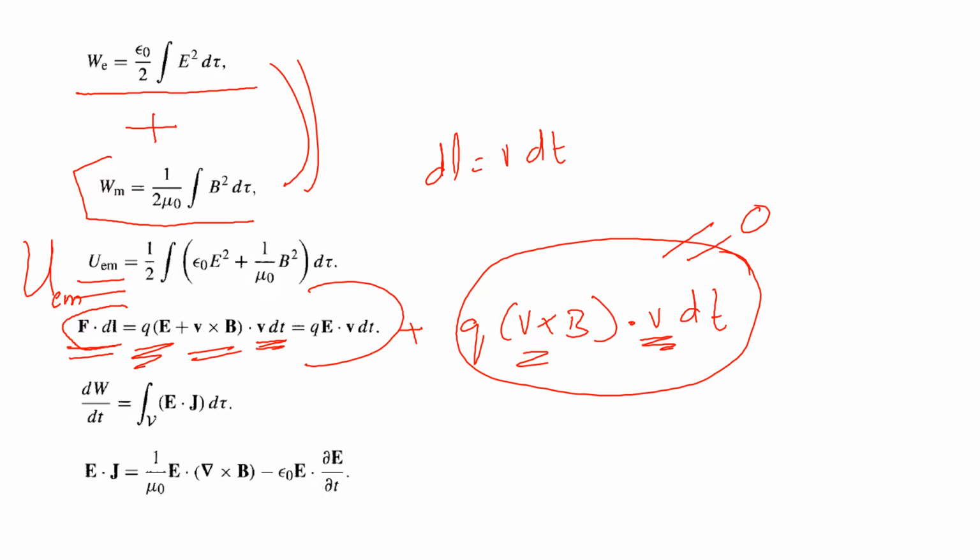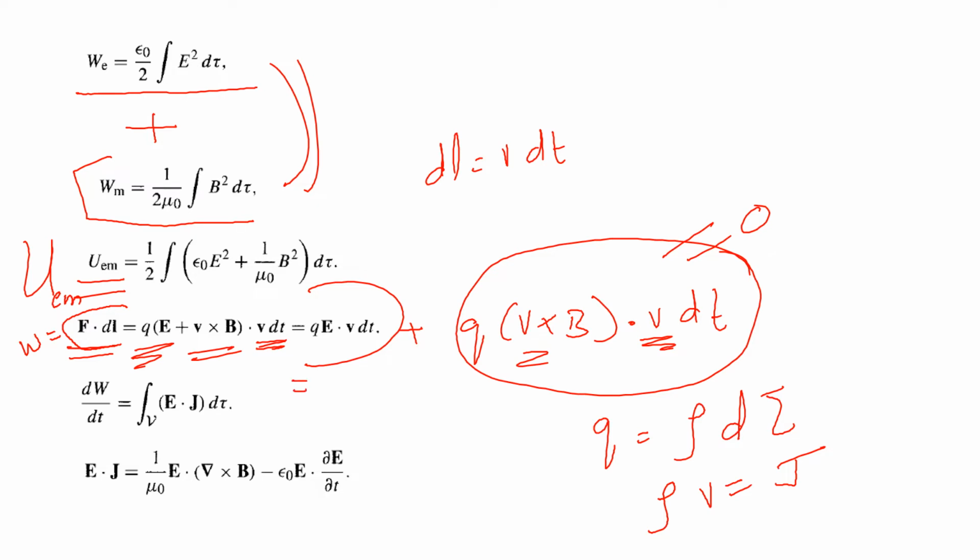Now we already know that charge Q is equal to rho times d tau. Rho is the volume charge density and d tau is the volume element. And also rho times V equals J, the current density. So then what is dW by dt? This is the work done, W. So what is dW by dt?